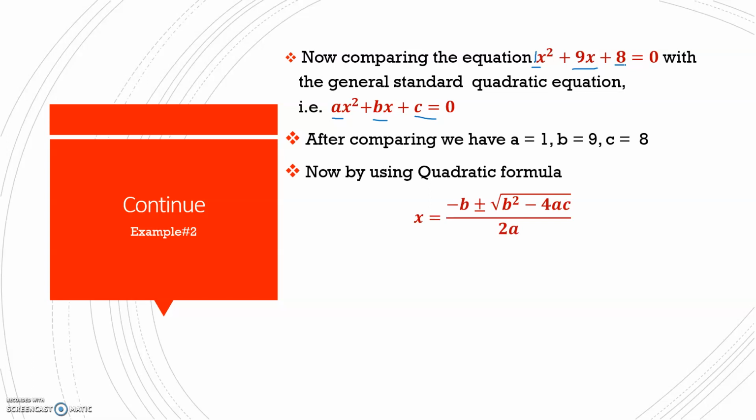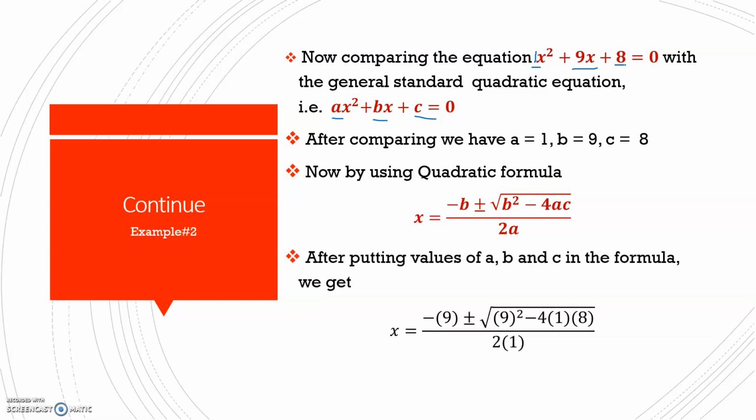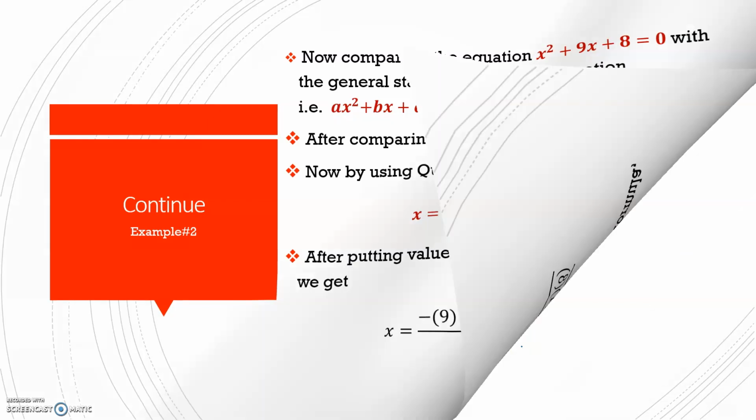Now by using quadratic formula, that is x = (−b ± √(b² − 4ac)) / 2a, we will put the values of a, b and c in this formula and we will get x = (−9 ± √(9² − 4·1·8)) / (2·1), as the value of b is 9, a is 1 and the value of c is 8. After simplifying, we will get x = (−9 ± √(81 − 32)) / 2.